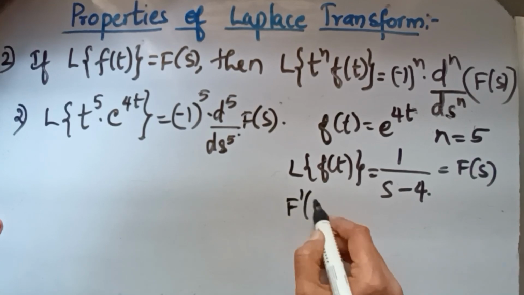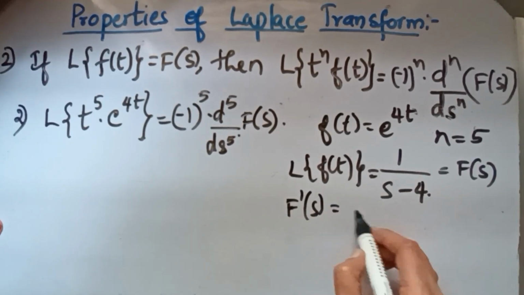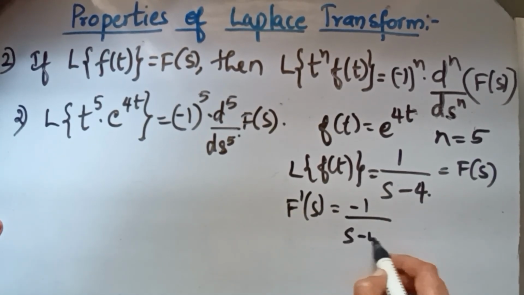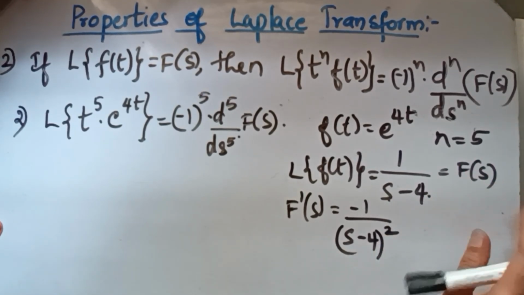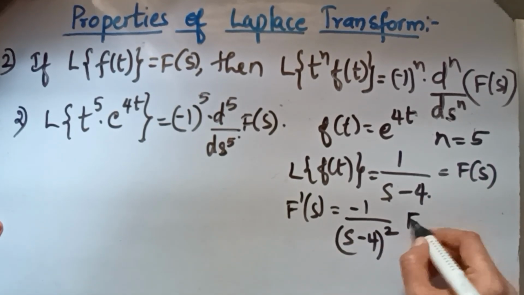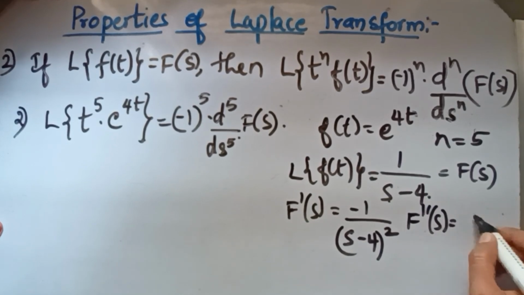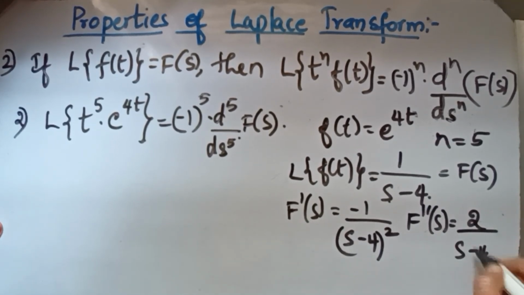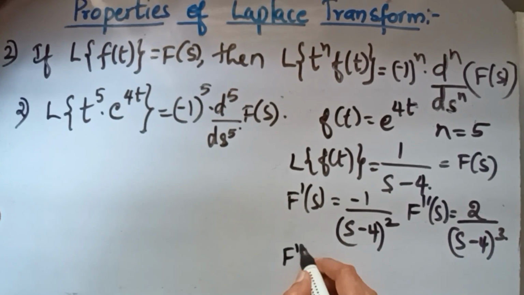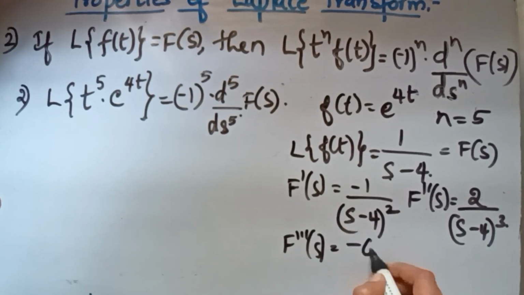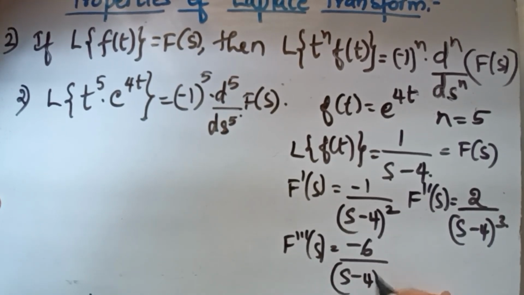So f dash of s is equal to, the derivative of 1 by x is minus 1 by x square. Same way, minus 1 by (s minus 4) whole square, and the derivative of s is 1. So this is the first derivative. F double dash of s is equal to 2 by (s minus 4) whole cube. Then f triple dash of s is equal to minus 6 by (s minus 4) to the power 4.